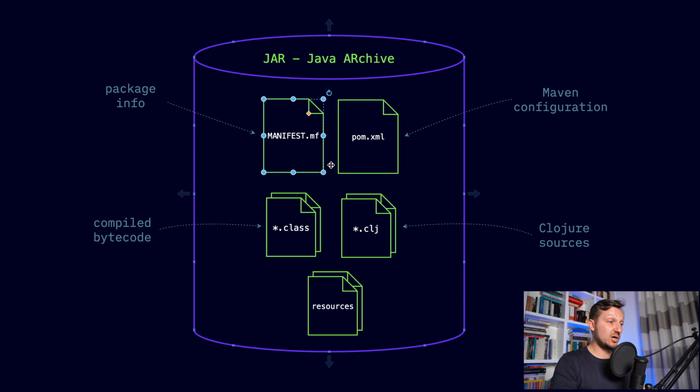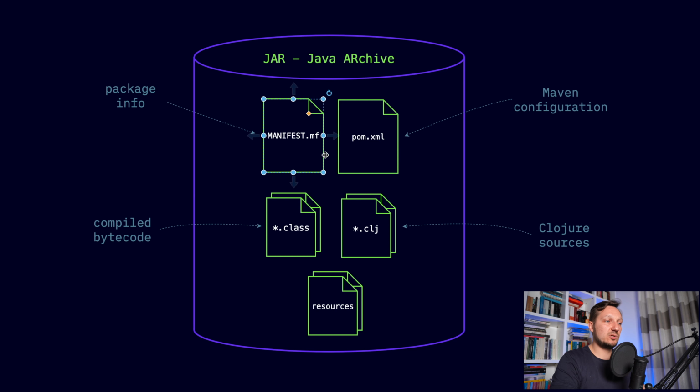If you're creating the jar file using the tools.build library, like we will do today, you don't have to create a manifest.mf manually. It will be created for you automatically, but we will later discuss how you can adjust it and add your own key value pairs, your own settings, to that file.